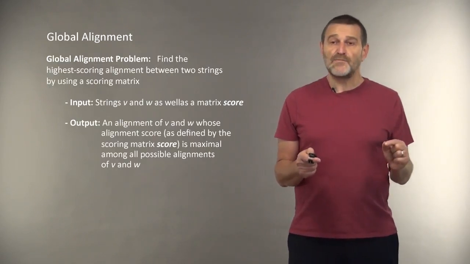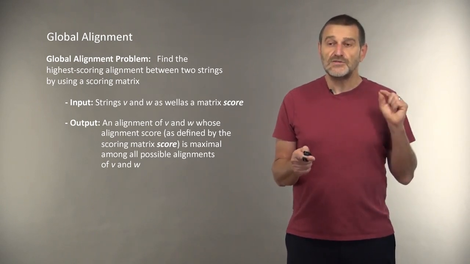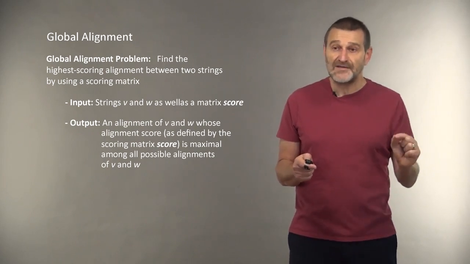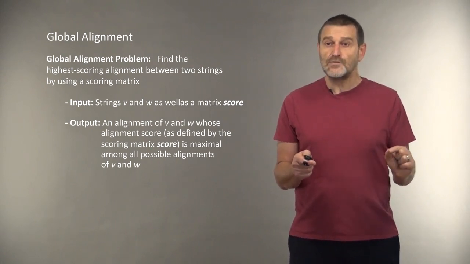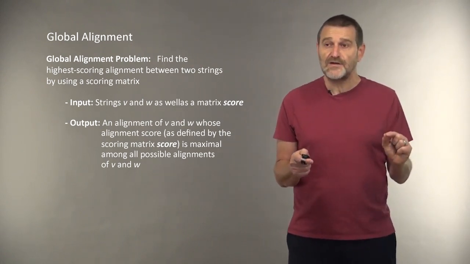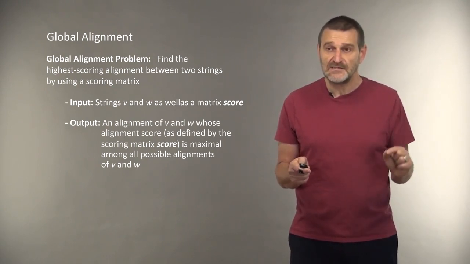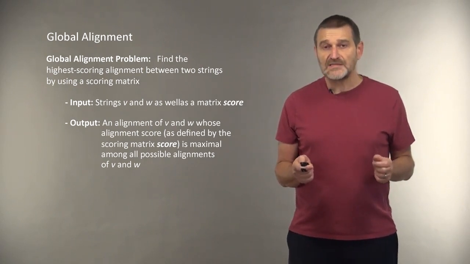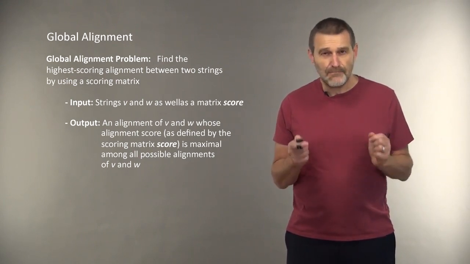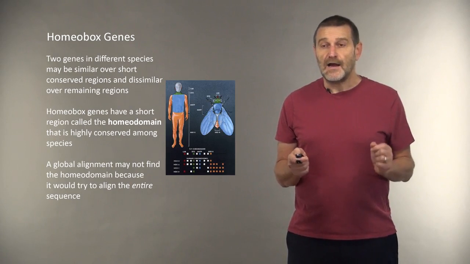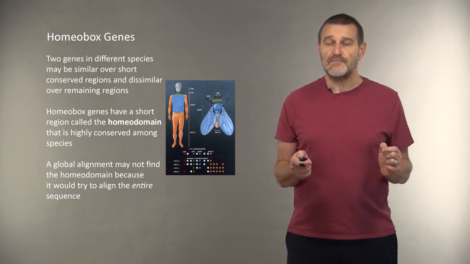And the global alignment problem that we want to solve is the following one. Given strings V and W and a matrix score, we want to find an alignment of these strings whose alignment score as defined by the scoring matrix is maximum among all possible alignments of these strings. Global alignment is a good model for some biological sequence comparison problems, but a bad model for some others. And I'll give you an example of homeobox genes to illustrate the challenges of biological sequence comparison.